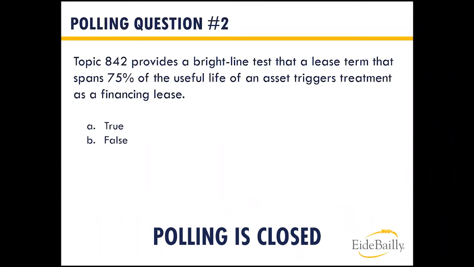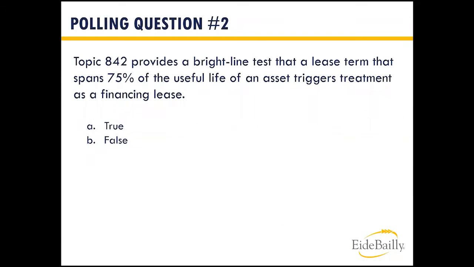And here are the results. So the answer is false. It looks like we got 58%, I got that one there. Although it is false, as Scott mentioned, in the notes to the standard they even talk about how the 75% test for the major part of the economic value or the 90% test for substantially all the fair value could be used as guidelines for tripping either of those two elements to be a finance lease. So it's not a bright line test anymore. It's principles based, but those old bright line tests could still be guidelines, but they're no longer bright line tests.